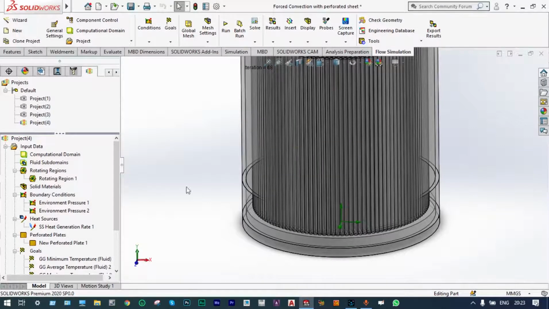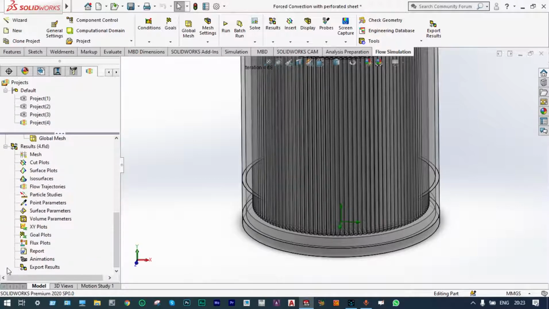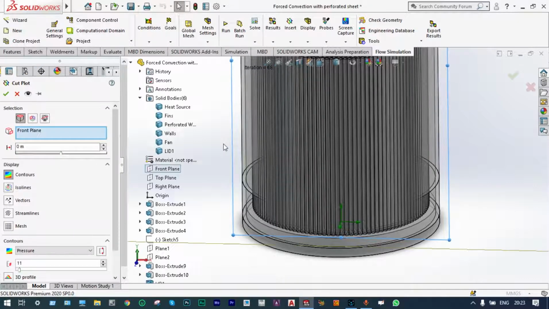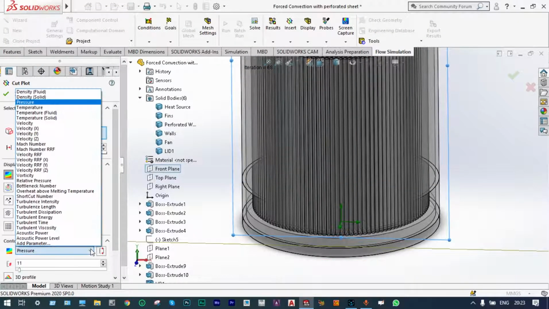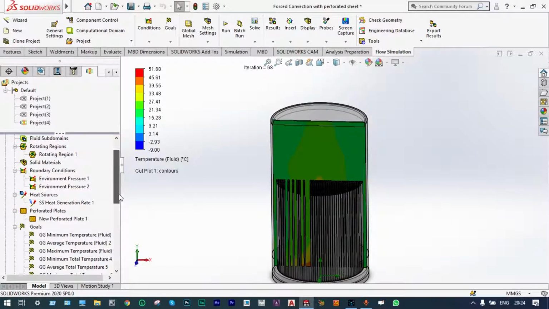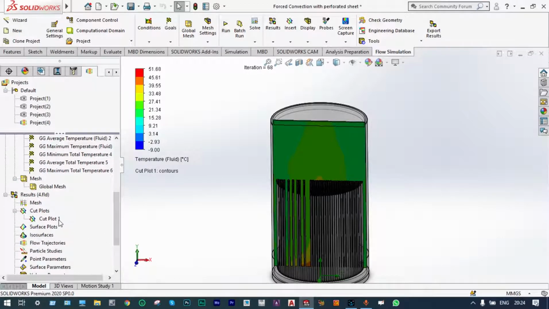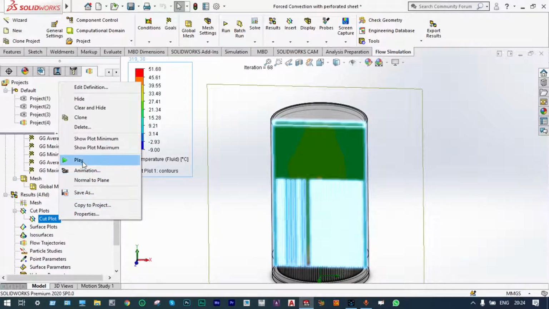Let us close this. We'll see the results from cut plots. Results. Insert cut plots, and we want to see temperature of fluid from the front plane. Green check. Let us see this cut plot as an animation. Cut plot 1. Let us play.